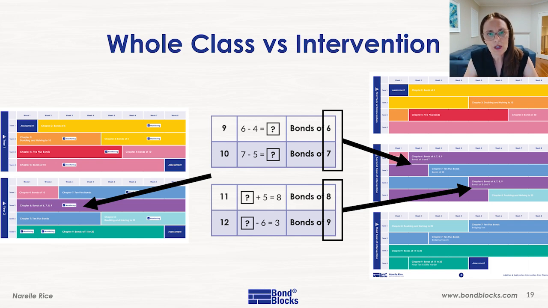However, intervention's a little bit different. Transitions are very difficult, and it's quite a difficult chapter, this one, because it's the first time the unknown is in the whole position for subtraction.